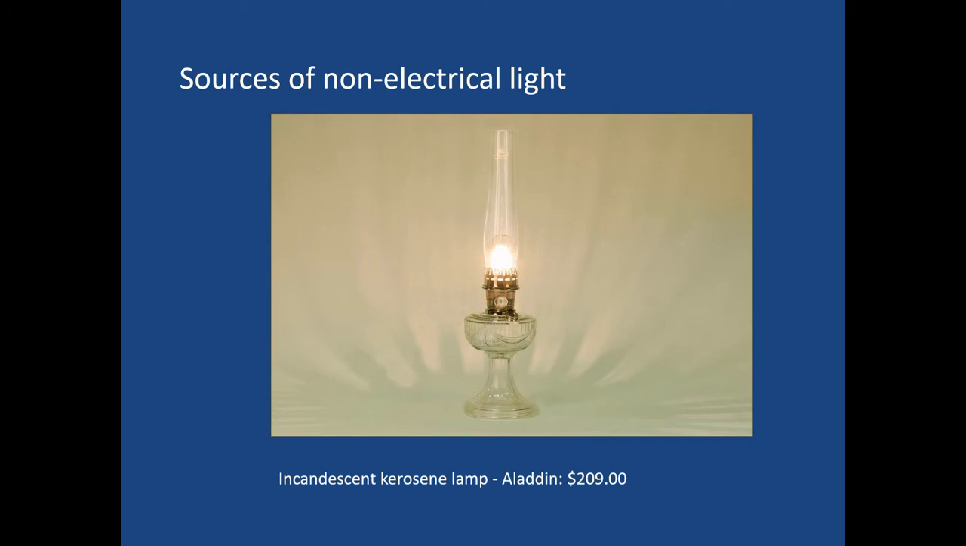So some sources of non-electric light. One would be the incandescent kerosene lamp. This is my favorite. I've been partial to Aladdin brand incandescent kerosene lamps. I don't personally have one, but I've always wanted one. They give a very bright light and are kind of the gold standard for bright indoor light from long ago, and they still are in use and available new today.